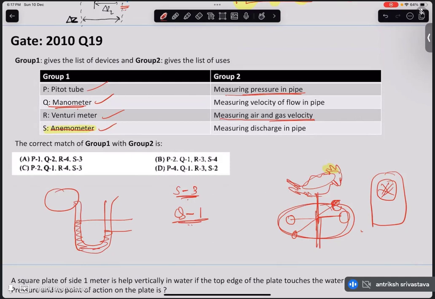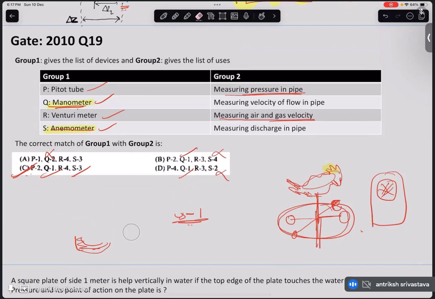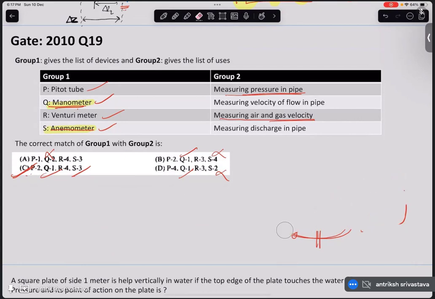So let's see which of the options have Q as 1 and S as 3. Q not 1, Q is 1 but S is not 3, Q is 1 but S is not 3, Q1 S3. C is the correct answer. We don't even need to know all the rest of the things, but for completeness we'll just see what these things are.